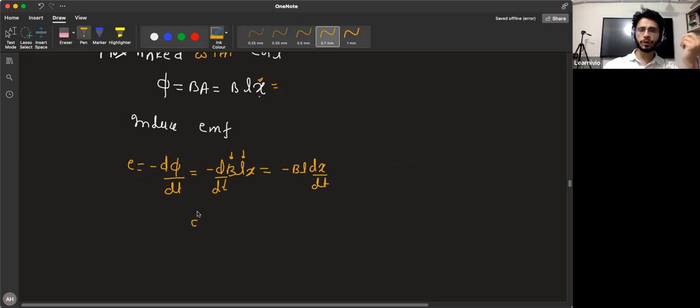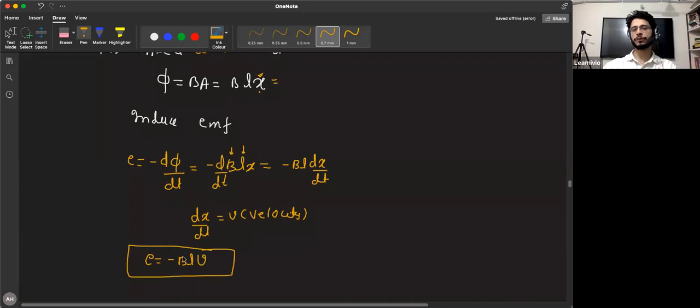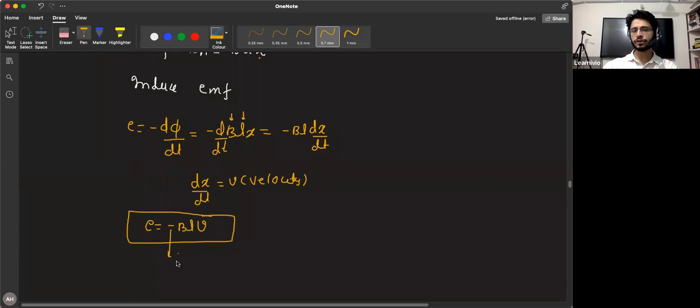And what is dx over dt? dx over dt is nothing but the velocity of the conductor. It's v, it's velocity of conductor. Right? So you can say that induced EMF is minus of BLv. This is induced EMF. And this negative sign here shows Lenz law. Now we know how Lenz law works. We already did Lenz law. So this negative sign shows that.